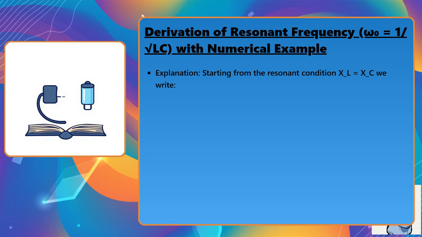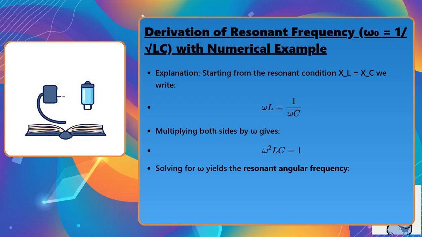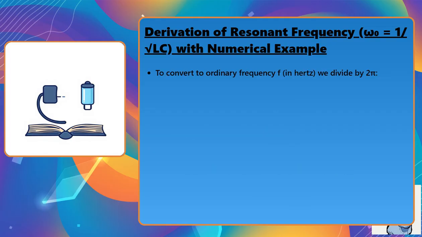Explanation: starting from the resonant condition X sub L equals X sub C, we write omega L equals 1 over omega C. Multiplying both sides by omega gives omega squared LC equals 1. Solving for omega yields the resonant angular frequency. Omega naught equals 1 over square root of LC. To convert to ordinary frequency, f in hertz, we divide by 2 pi. f naught equals omega naught divided by 2 pi, equals 1 over 2 pi times square root of LC.